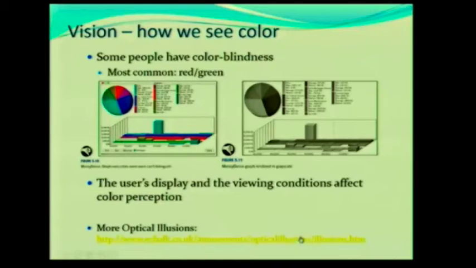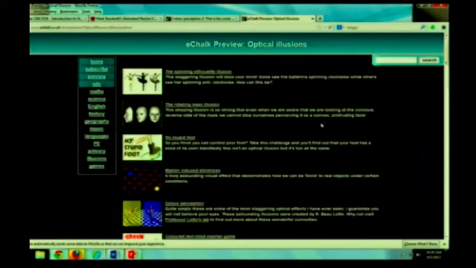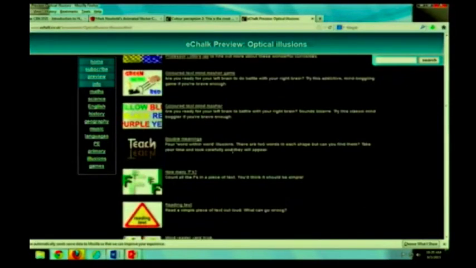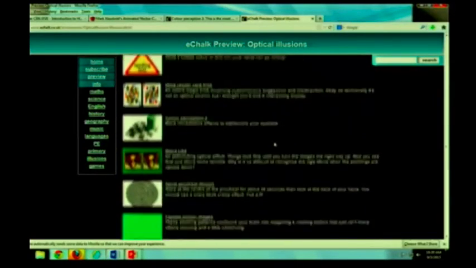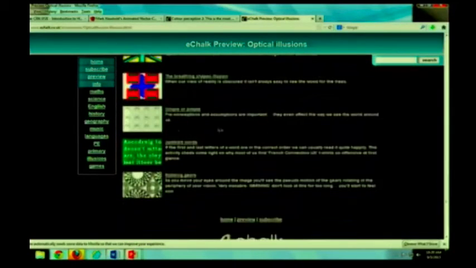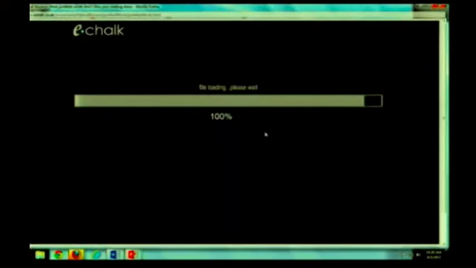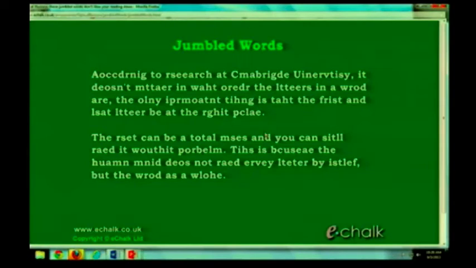Now there's another page I'm going to show you really quick. This is where I've gotten a lot of your optical illusions. This is a very, very fun page, and it really illustrates a lot of how we perceive things. I'm just going to randomly choose something, if you don't see something you find particularly interesting. See, so here's the dimple. Remember the dimples? Let's try the jumbled words. A lot of people have mentioned this. What does this say? According to research at Cambridge University.